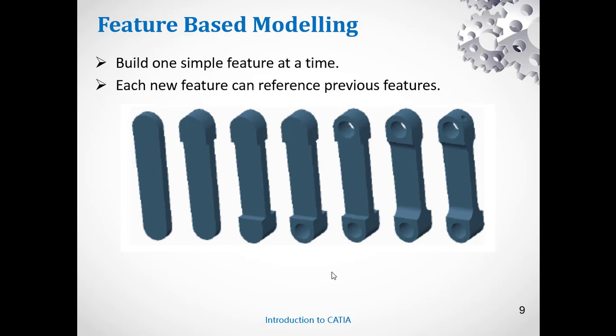In the first step I had just created a pad, then in the second step I had added some of the material on the upper side, then in the third step another material is added, in the fourth step I have created one hole, in the fifth step another hole, in the sixth step fillets are applied, in the seventh step another hole at the side is created. So this connecting rod is being created in these steps, and these steps are actually your features in the software.